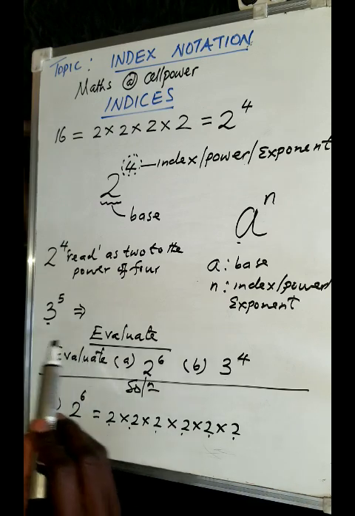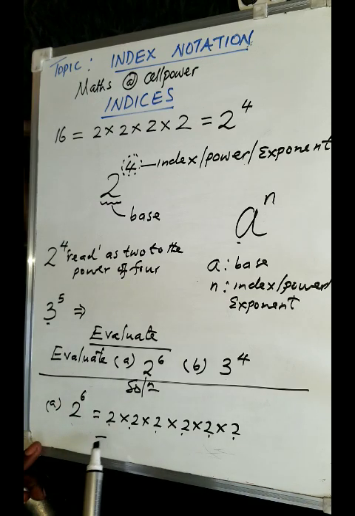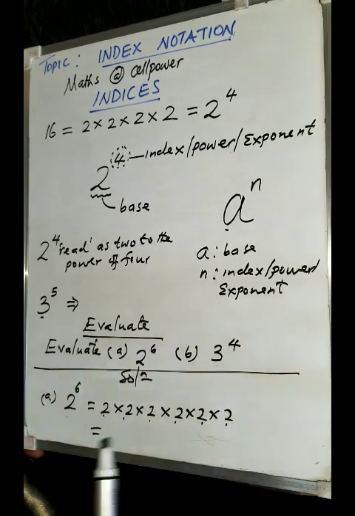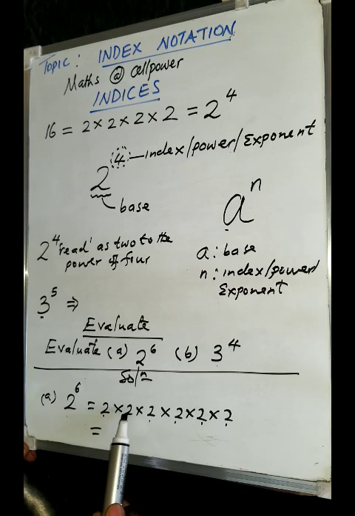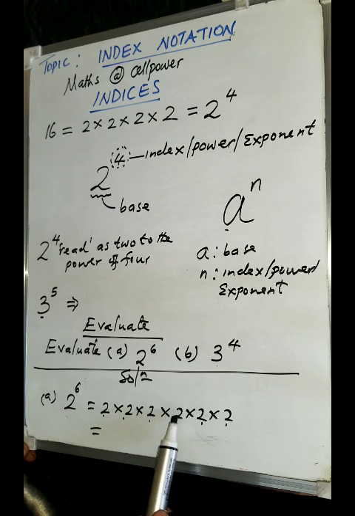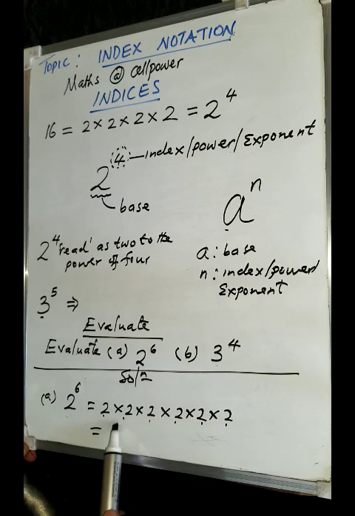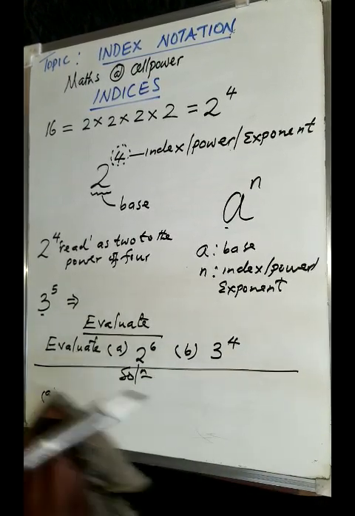But because the question says evaluate, it means you need to find the actual value. So 2 times 2 is 4, 4 times 2 is 8, 8 times 2 is 16, 16 times 2 is 32, 32 times 2 gives us 64. So 2 raised to the power 6 can be written as 64.